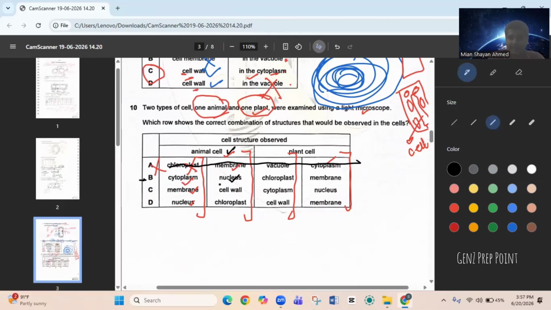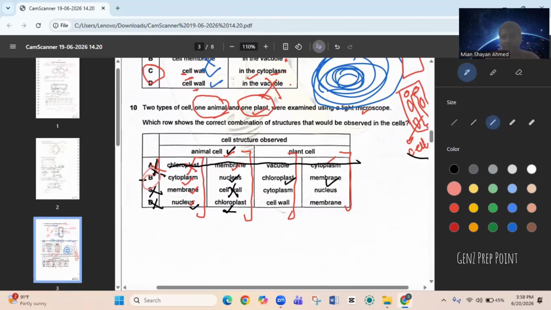C, membrane is present, cell wall is not present. So C could not be the answer. D, nucleus is present, but chloroplast isn't present. Chloroplast is not present in the animal cell. So D could not be the answer. If you see, plant cell has chloroplast, plant cell has cell membrane. So A is the right answer.